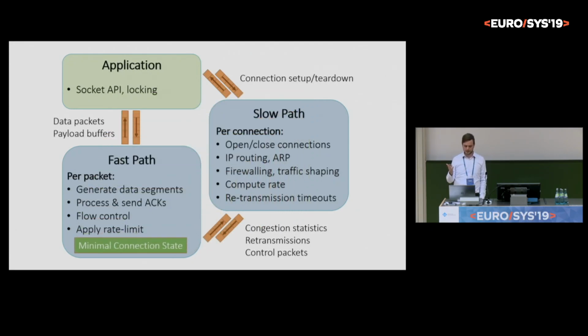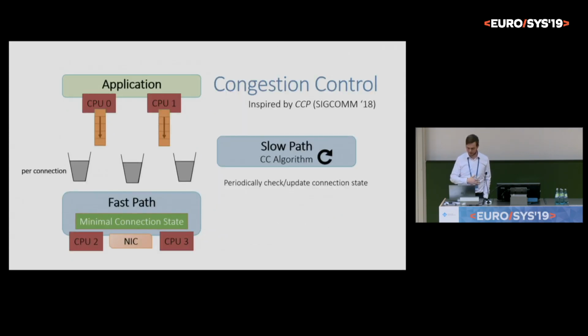You may have noticed that I have a few different congestion control operations split between the fast and slow path, so I'd like to talk a little bit more about that in depth. Our congestion control scheme is inspired by the CCP project out of MIT, which proposes running the algorithm in a separate location from where it's actually applied.